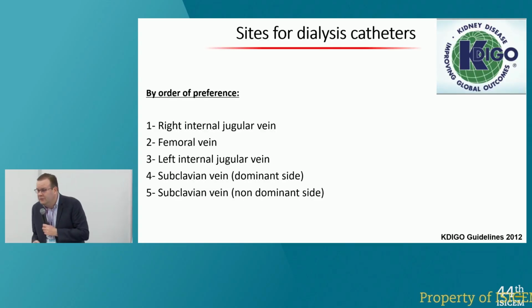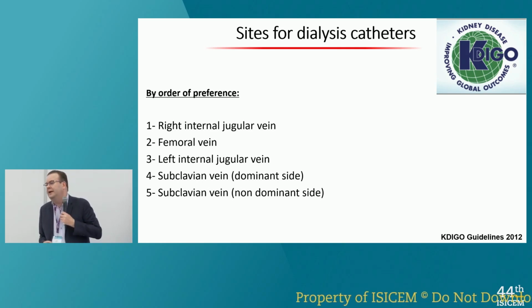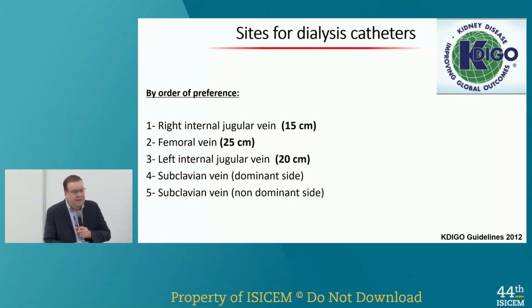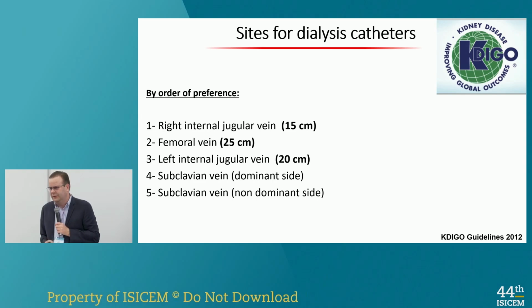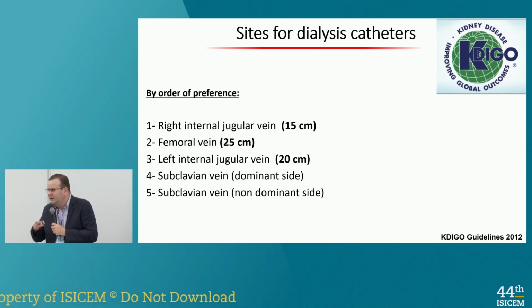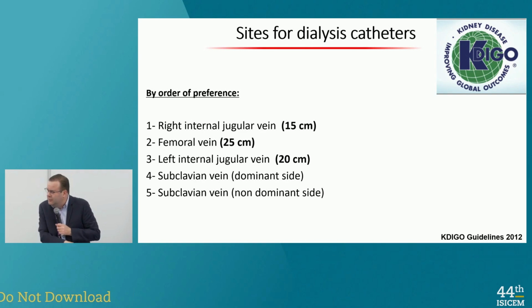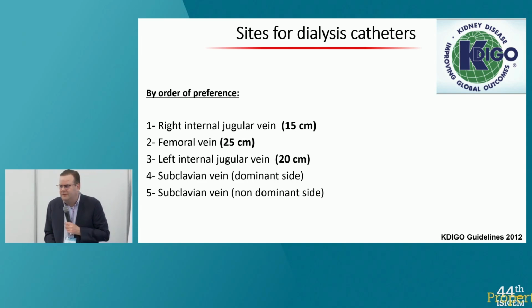So to reach this zone, the first possibility is to put your catheter in the right jugular vein, right? And it's very good because you can reach the right atrium with only 15 centimeters. But if this site is not available, then you are going to place your catheter in the femoral site. But then you need a longer catheter to reach the inferior vena cava. You need 25 centimeters.